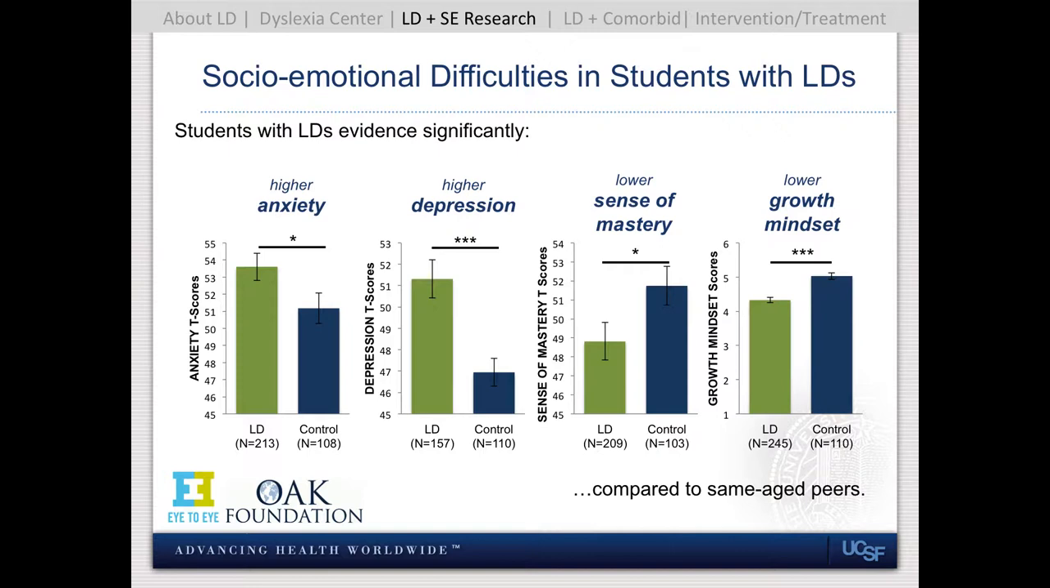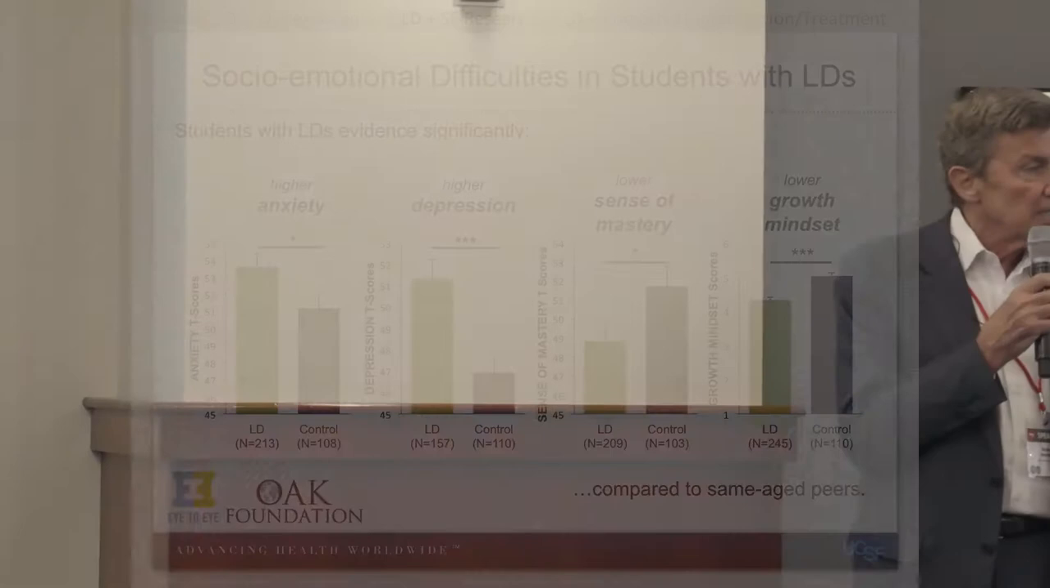But this is a study from Fumiko's lab looking at socio-emotional issues, and she looked at students who had learning disorders and students who didn't, that, you know, were control groups. And looking at things like higher anxiety, you can see the difference between the two. Higher depression, you can see the difference. A lower sense of mastery and a lower growth mindset. Growth mindset refers to feeling a kind of positiveness about how things are going to go. I know I can learn this, or I know this, things are going to get better, or I know that I can get this down, is a good growth mindset.